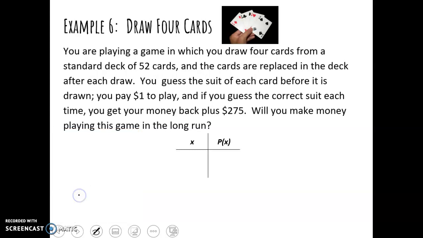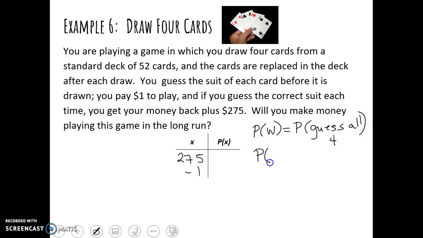So let's figure out our random variables. What are the possible outcomes? You could win the game, and if you win the game, you win $2.75. If you lose the game, you lose $1, so that's -1. Now to find the probabilities: to win the game, you have to guess correctly all 4 cards.